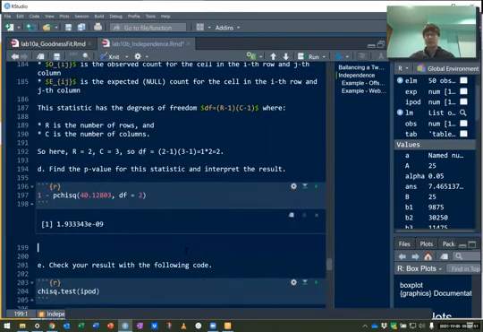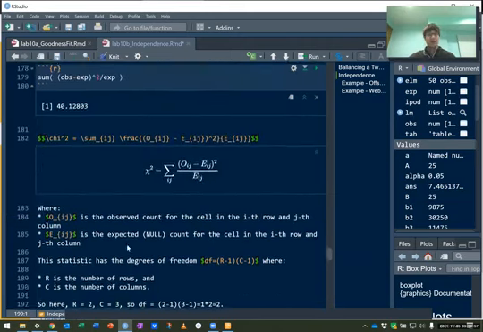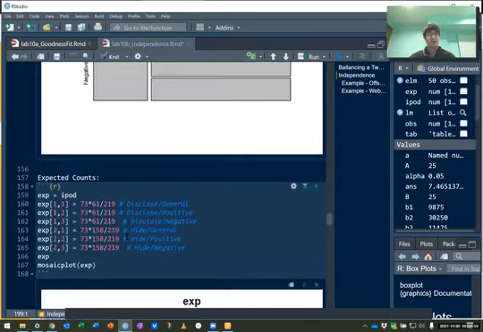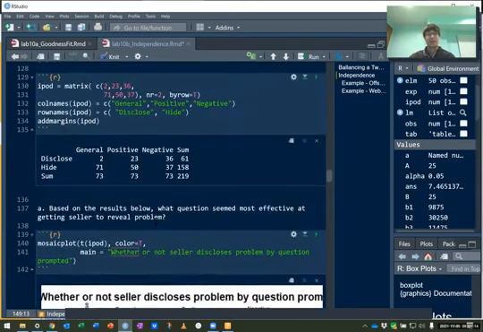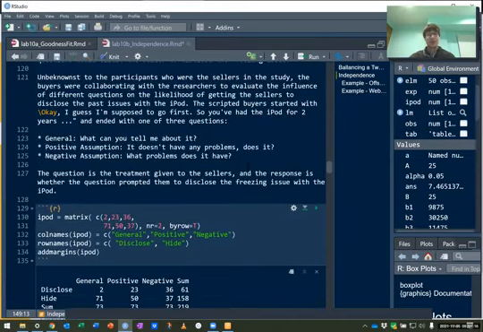Interpret the results. I'm going to let you guys do that since you now are becoming excellent statisticians. Write out what this means. If we reject the null hypothesis, which says these are independent, we reject it in favor of the alternate, which says whether or not you disclose the problem does depend on the question. So that's actually really good information. Like when you're shopping, okay, what problems does this product have? Ask that question.